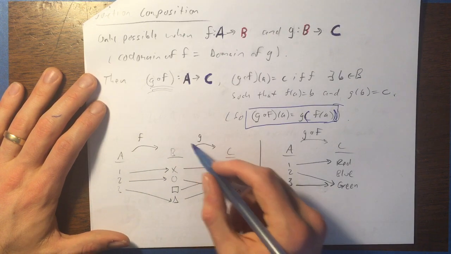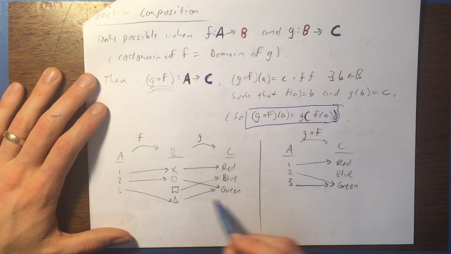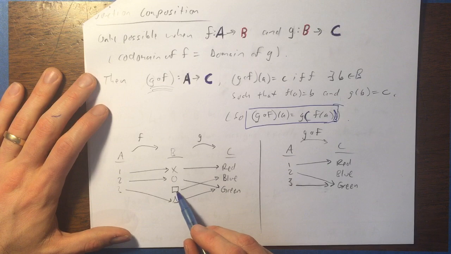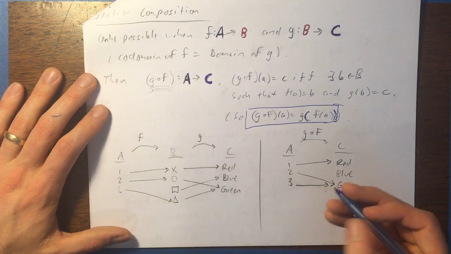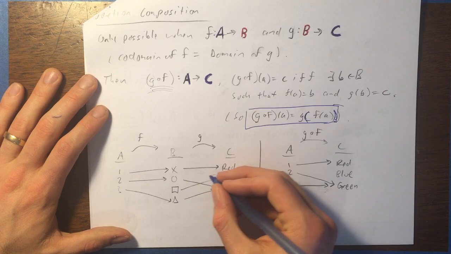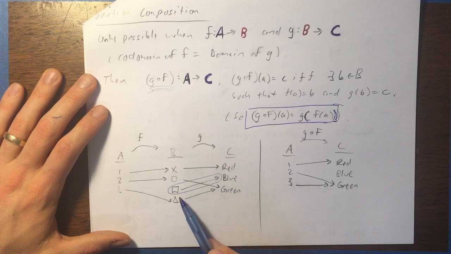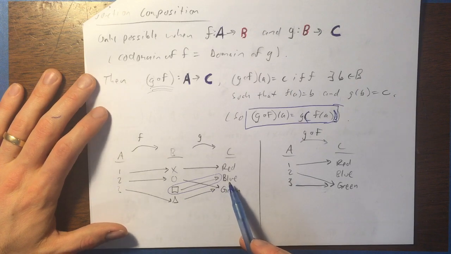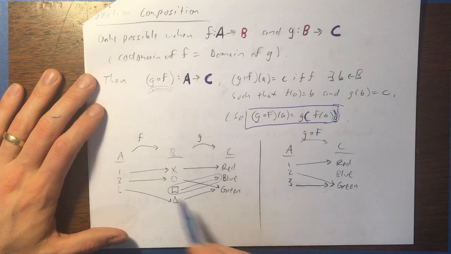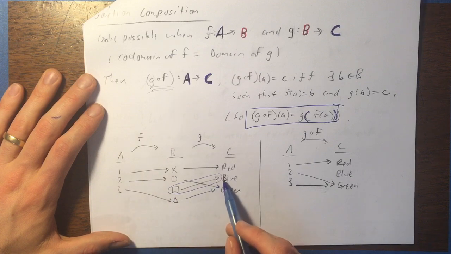But then G is a function that maps from B to C, and G takes every element of B and maps it somewhere in C. So in particular, we see the square does get mapped somewhere here. This particular mapping, that square maps to blue, doesn't actually end up being relevant at all when we take the composition, because nothing was mapping to square, so nothing is going to go through square to get to blue.